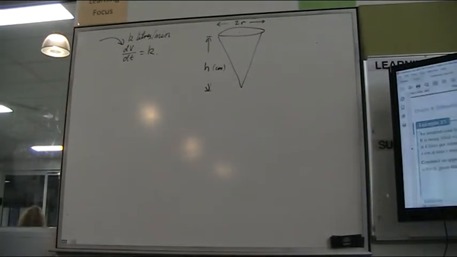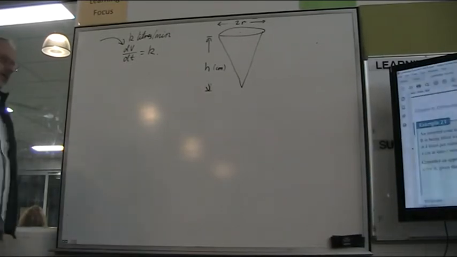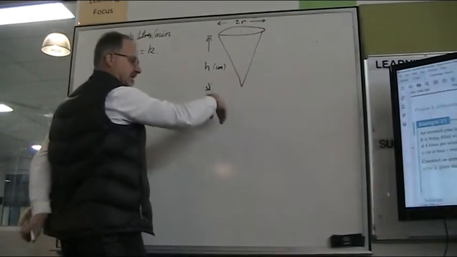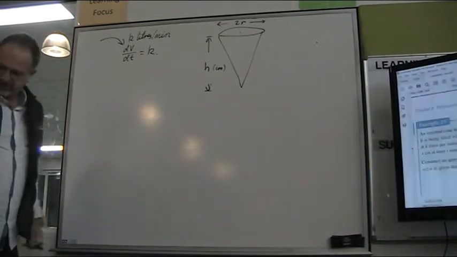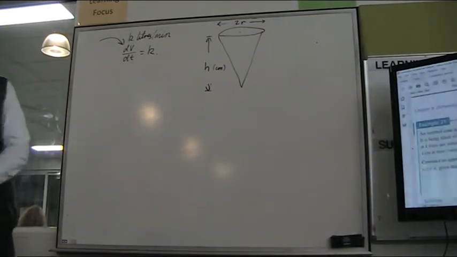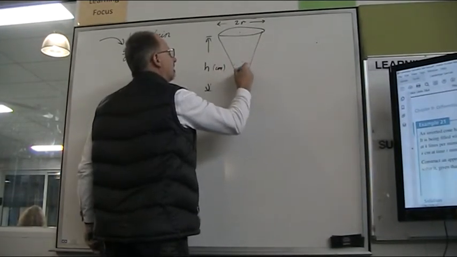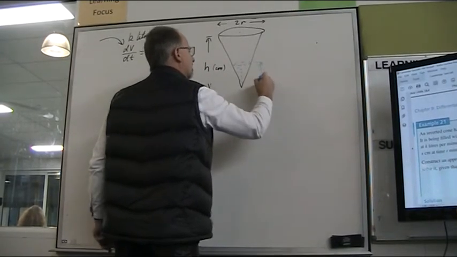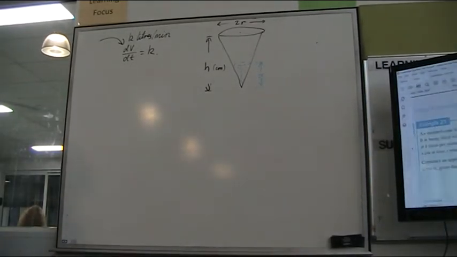The volume, litres is volume, yes. The depth of the water in the cone is x centimetres at some time t. So if I wanted to put some water in there, so here's some water in here, and the depth of that water is x at some time t, and we'll get to that in a minute.